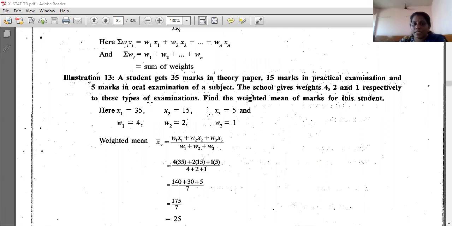Now x bar 1 is 35. This is x1, the observations. The xi that is given, suppose I show you, this is the xi column in discrete frequency. We write the xi column in discrete numbers. So that is 35, 15 and 5. All these are under the x column. So this we will be considering.